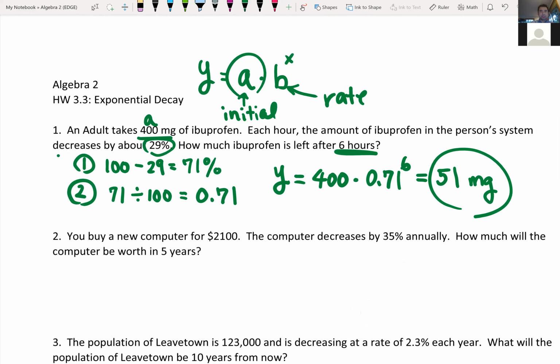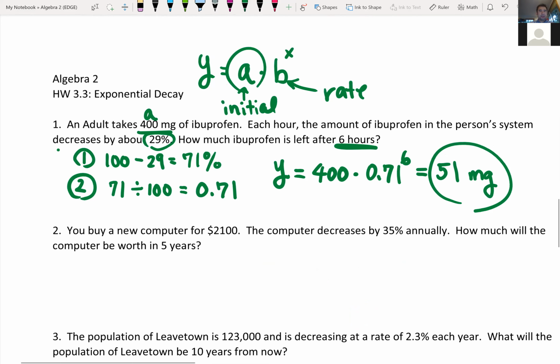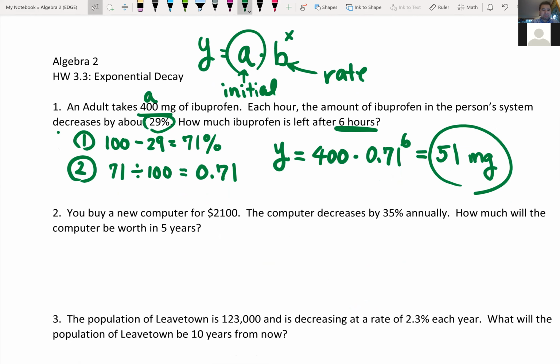Okay, now let's do number 2. In your notes, maybe you can just write down the minimal information here. Don't write the words word by word, verbatim. Just write down computer 2100. That's a very expensive computer, by the way. And then for current standard, and then the rate of decrease is 35%. And then we want to figure out the value of the computer 5 years from now.